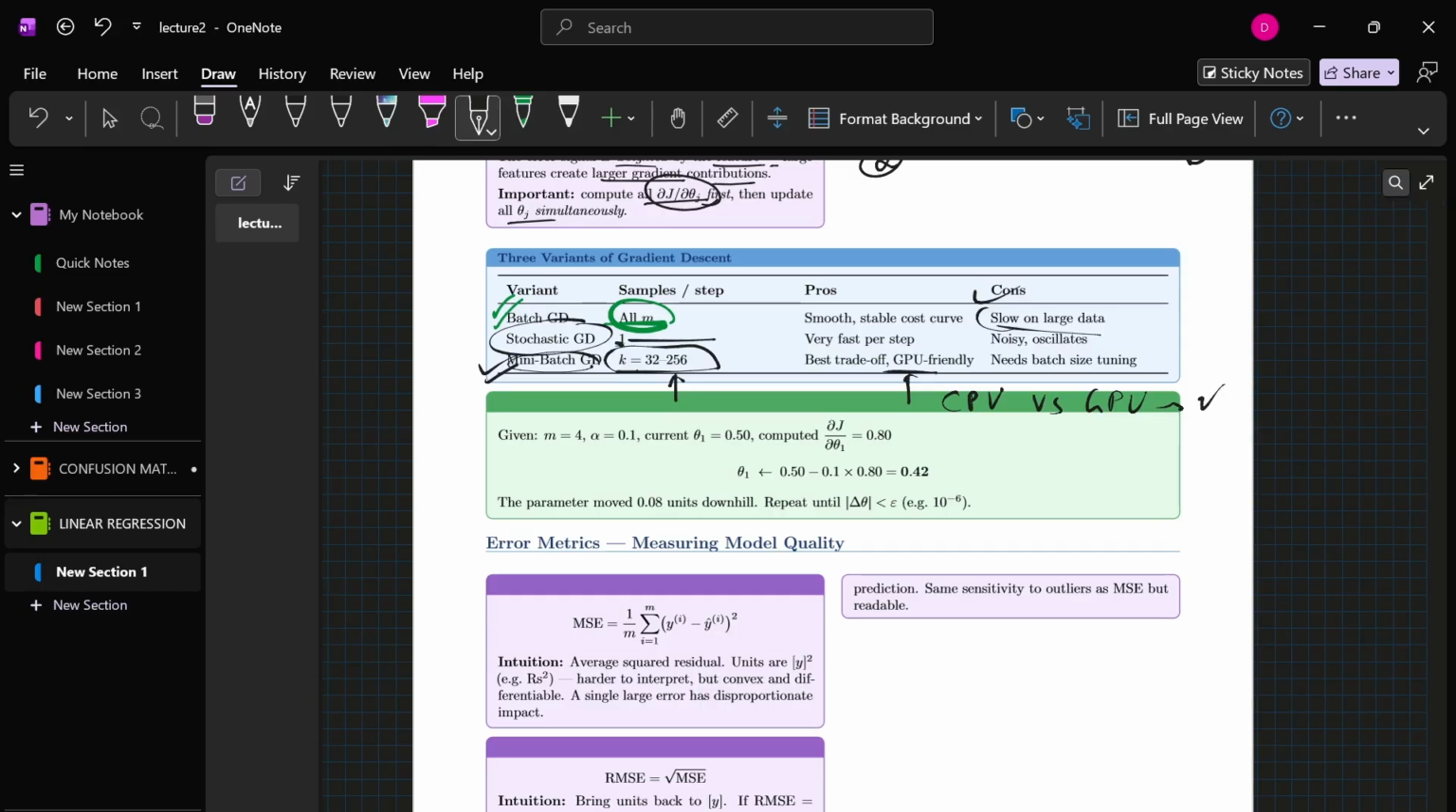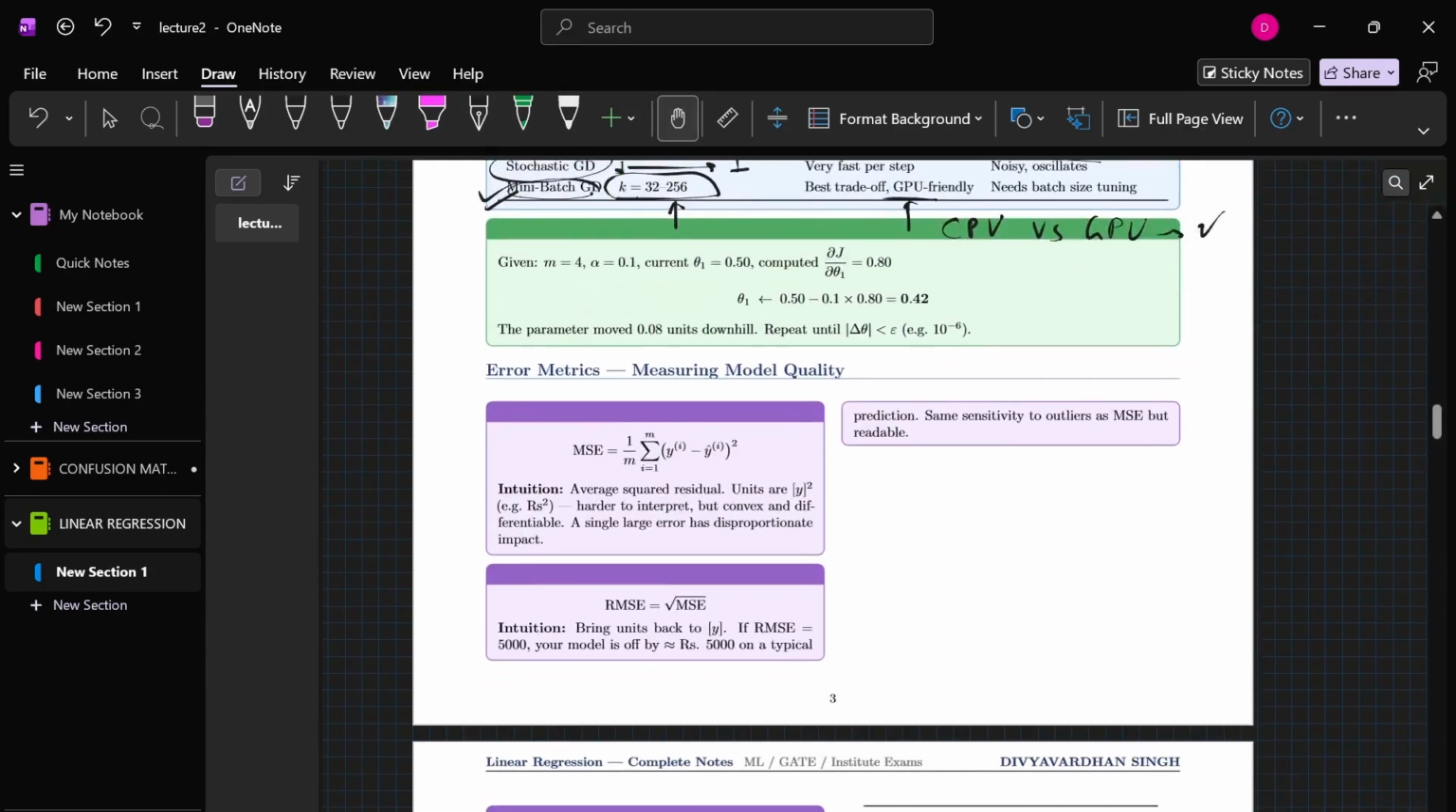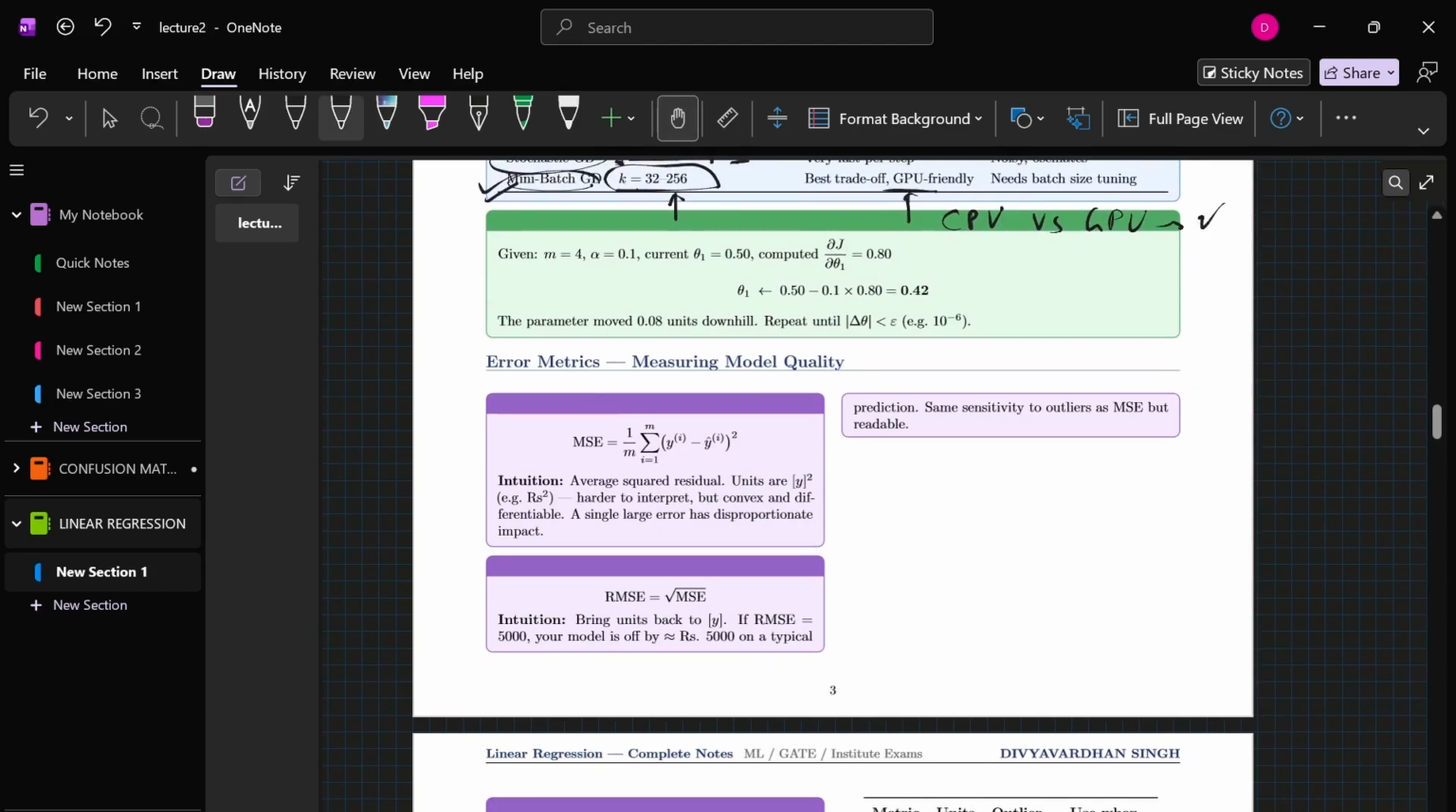Now, going towards stochastic gradient descent, it uses just one randomly chosen example per step. It's super fast per update, but the gradient is too noisy. We can see it in the graph plotting later on. Here's a quick example: suppose m equals 4, the learning rate alpha equals 0.1, and current theta 1 equals 0.50. How does the update take place?